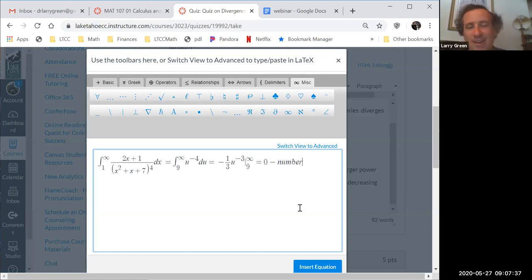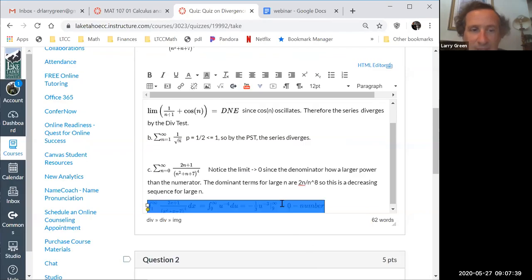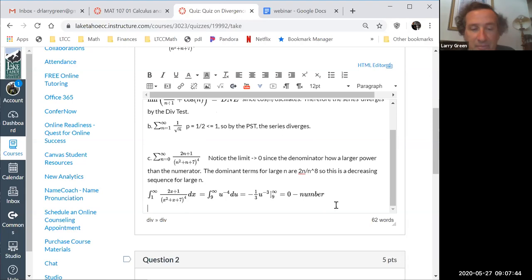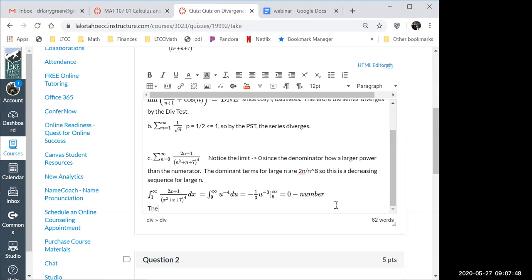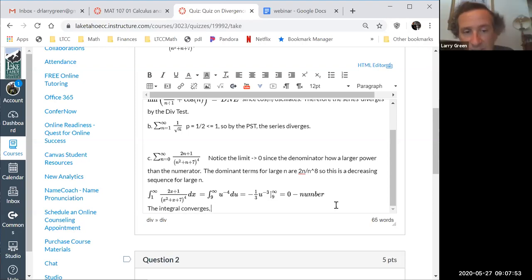So in particular, if we get a number, what can we say? It converges. So the integral converges. So by the integral test, the series converges. Any questions at all on this particular question?